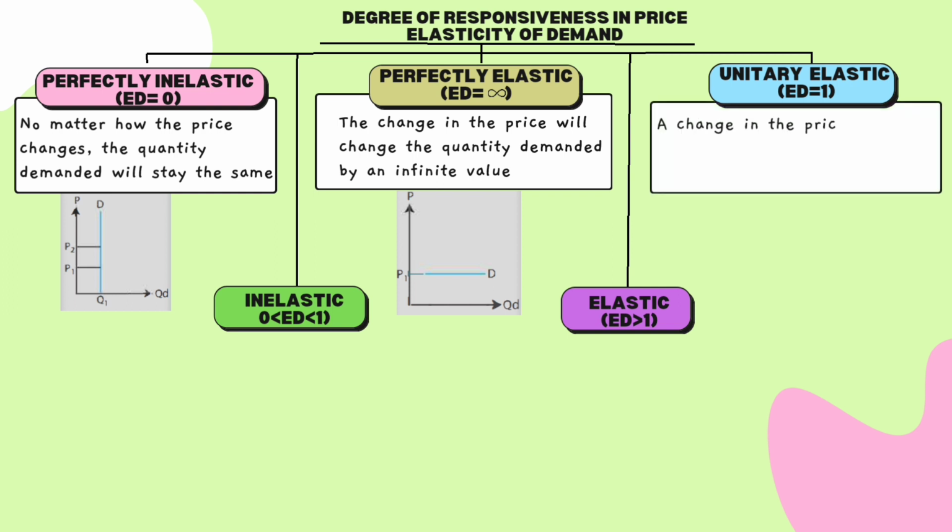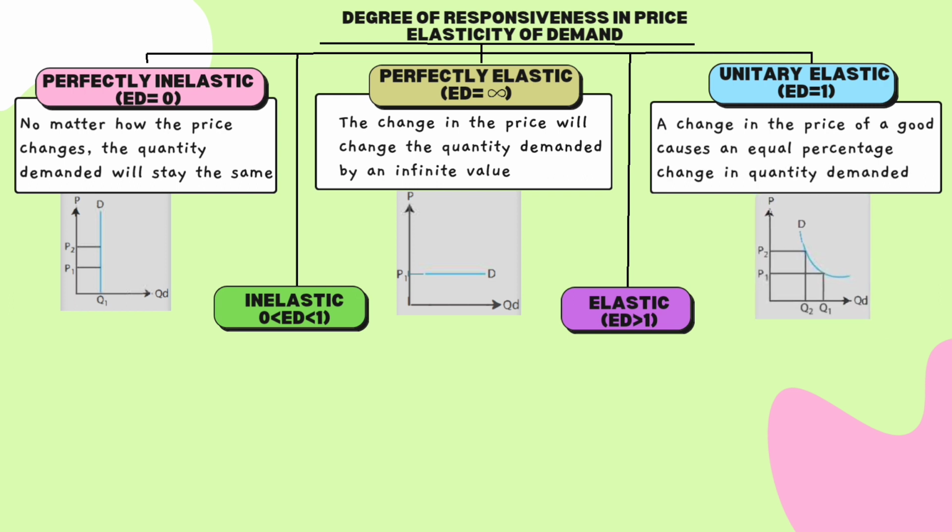Unitary elastic. A change in the price of a good causes an equal percentage change in the quantity demanded. The shape of the demand curve is a rectangular hyperbola. Consumers respond with an equivalent percentage change in the quantity demanded from Q1 to Q2 as the price changes from P1 to P2.